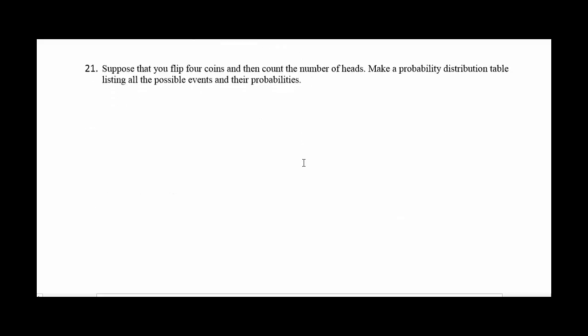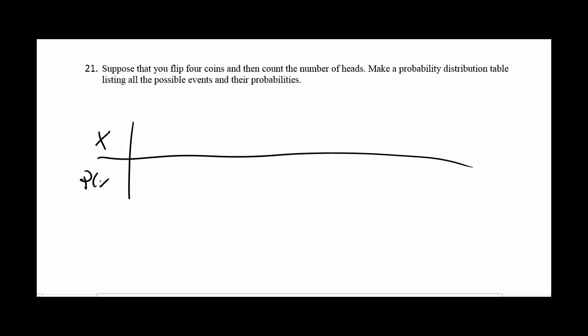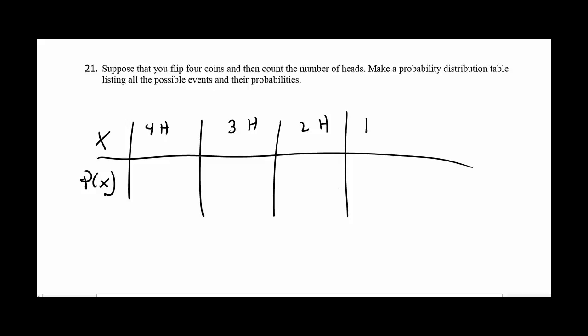Number 21, suppose you flip 4 coins and then count the number of heads. Make a probability distribution listing all possible events and their probabilities. Okay, so we're going to make a table here. We're going to talk about an event and the probability of that event. So we have the event of 4 heads, the event of 3 heads, the event of 2 heads, 1 head, and 0 heads.